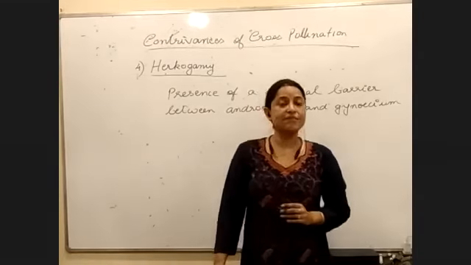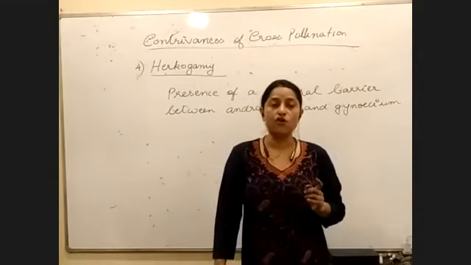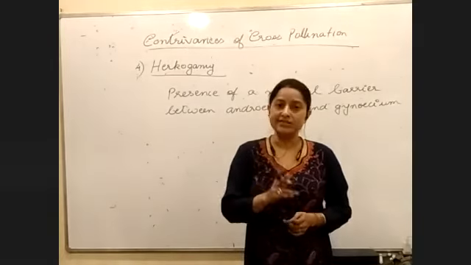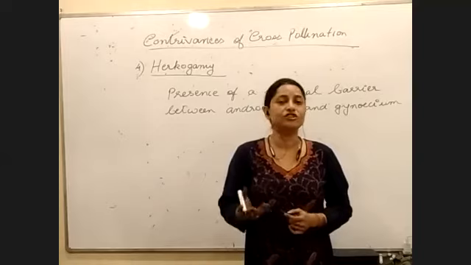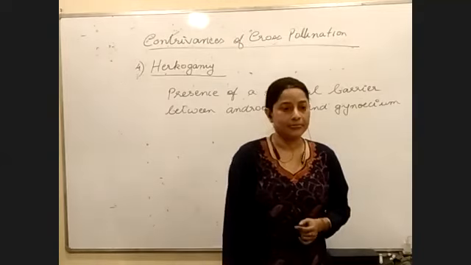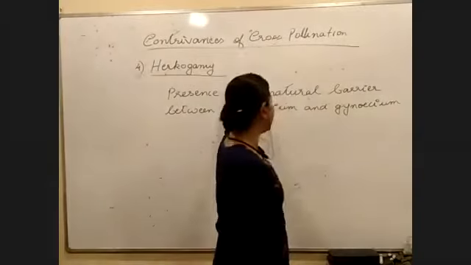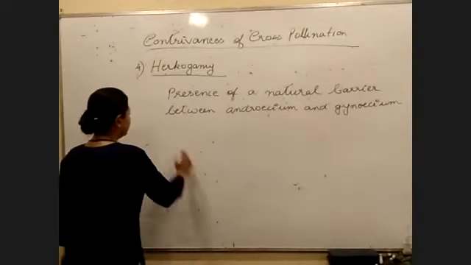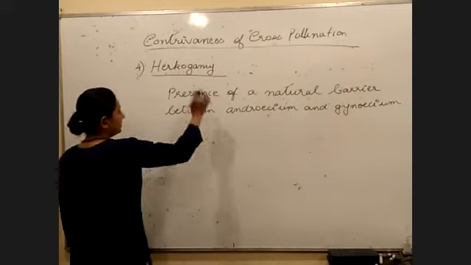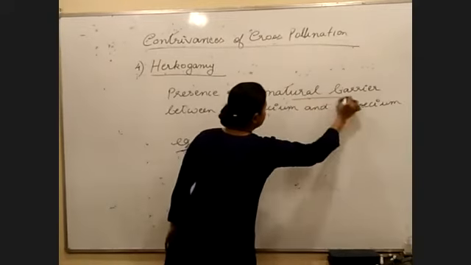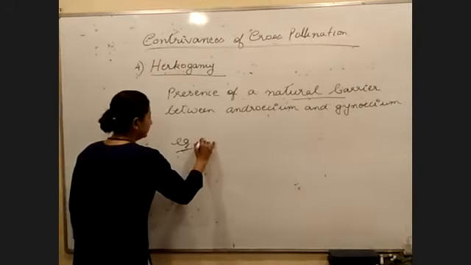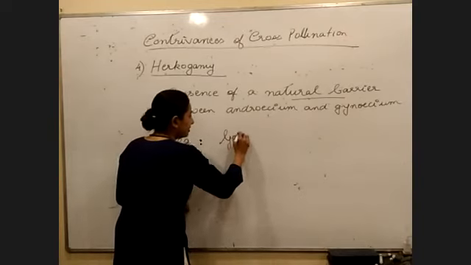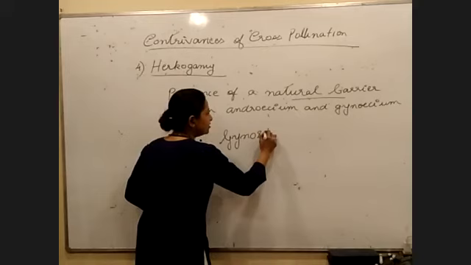So there are certain examples in which we see the presence of a barrier between the androecium and the gynoecium. If a barrier is present, self-pollination will not take place. That phenomenon is called herkogamy. One example of a natural barrier is a structure called gynostegium.